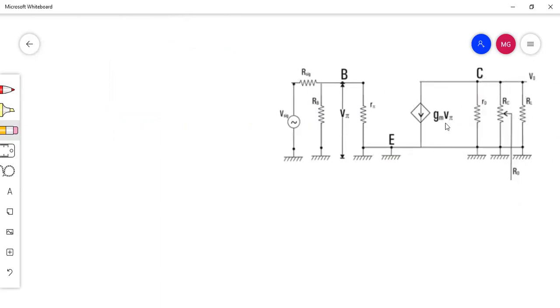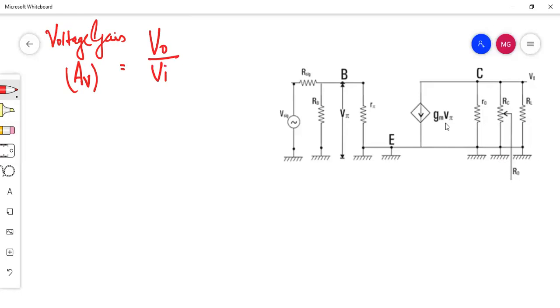Okay. The next is voltage gain, or simple voltage gain. Voltage gain, that is AV, is equal to output voltage divided by input voltage, not signal voltage. I told you that there is one voltage after this, the voltage at this point. It is called input voltage Vi. And this is the output voltage.